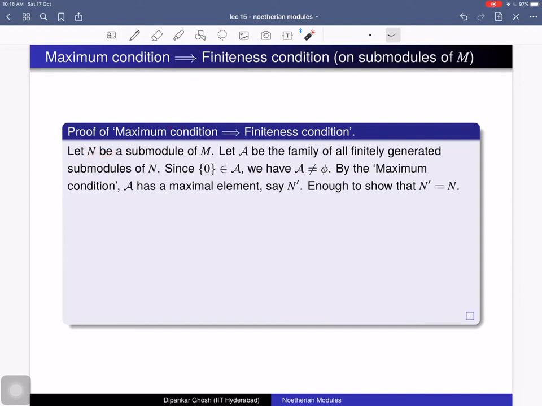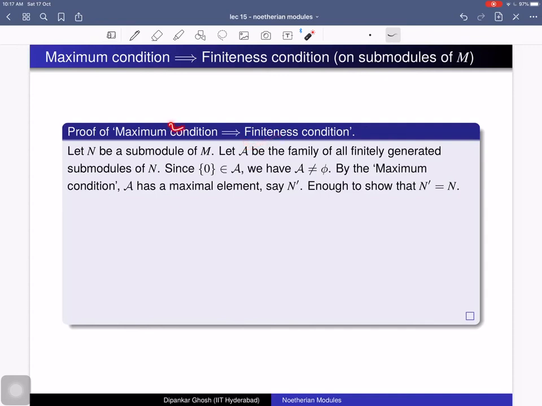For that we have to consider a suitable non-empty family of submodules. So here is that suitable non-empty family of submodules. Let A be the family of all finitely generated submodules of M that are contained in N. So the question is, is this family non-empty? Yes, it is non-empty because the trivial submodule 0 is there, because 0 is contained in N and is finitely generated. So this family is non-empty.